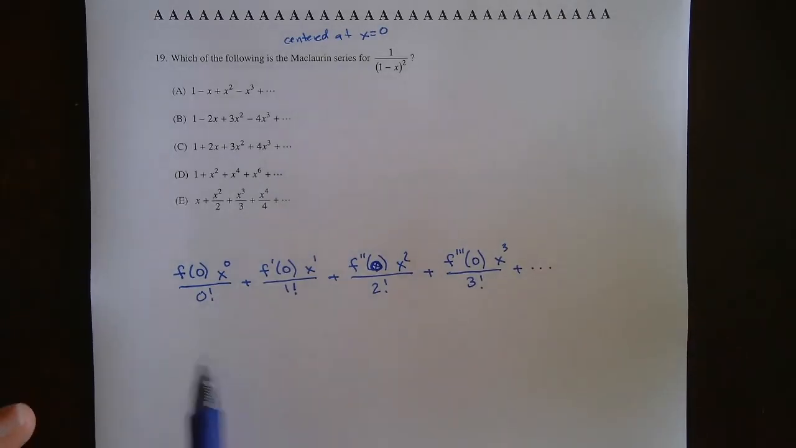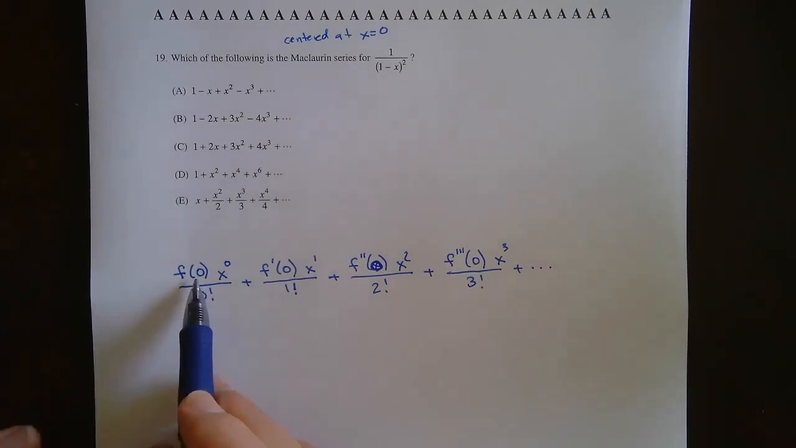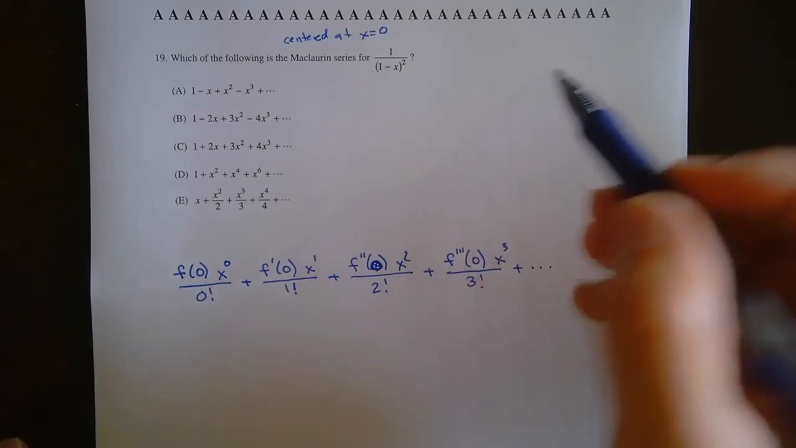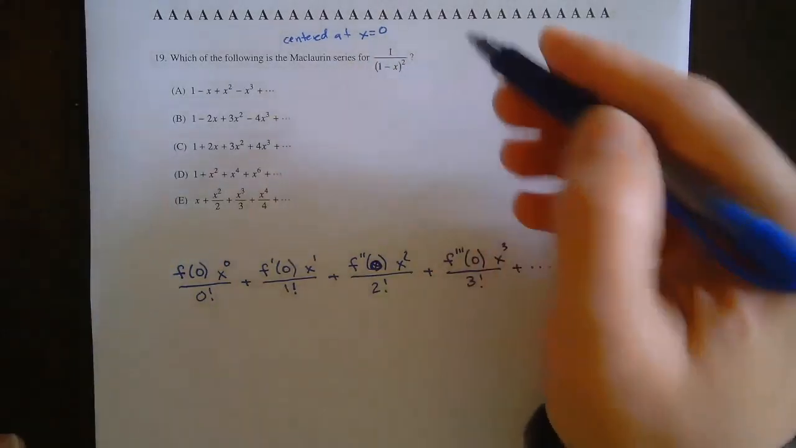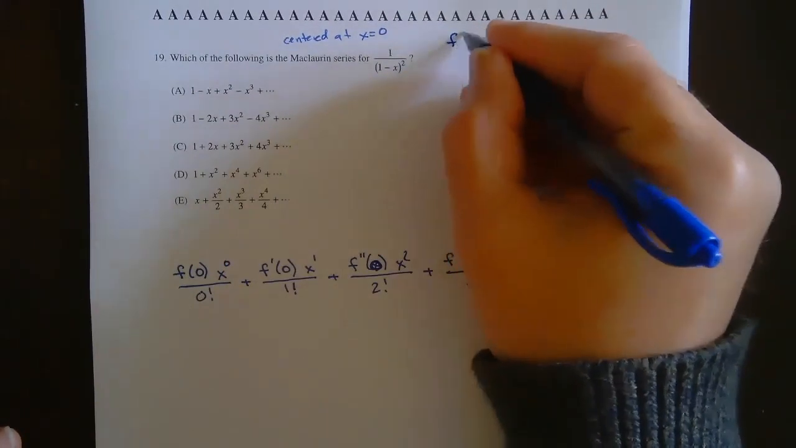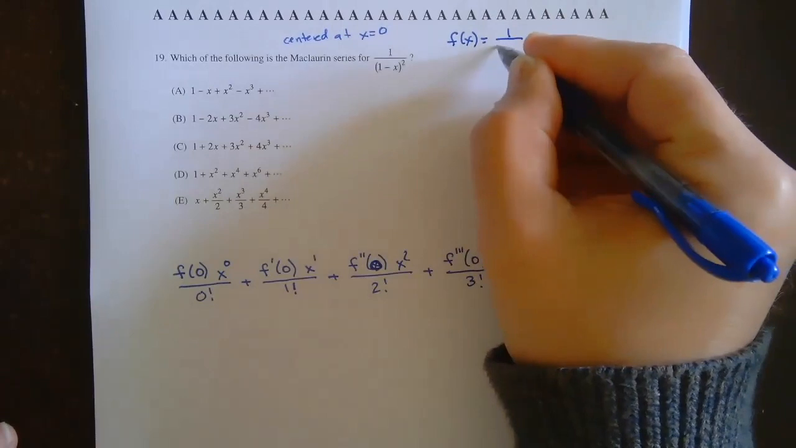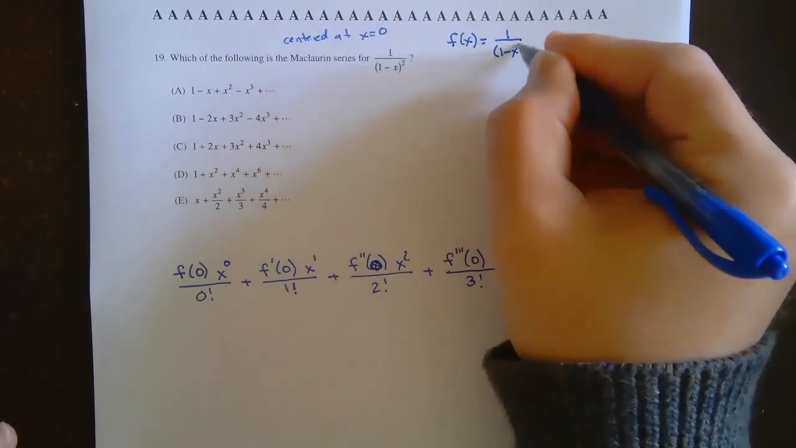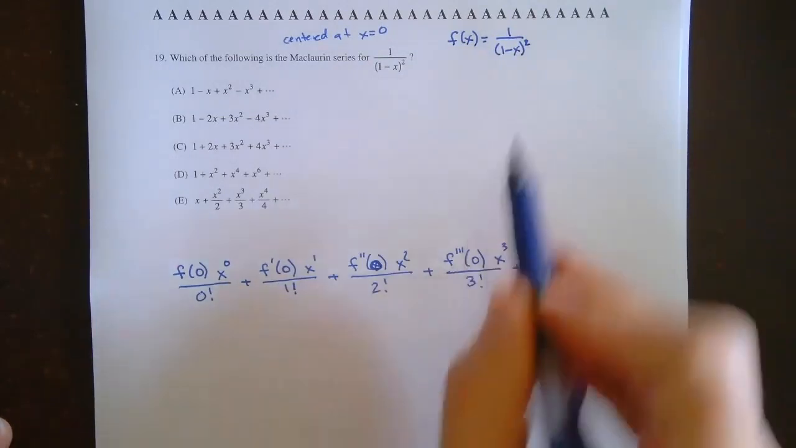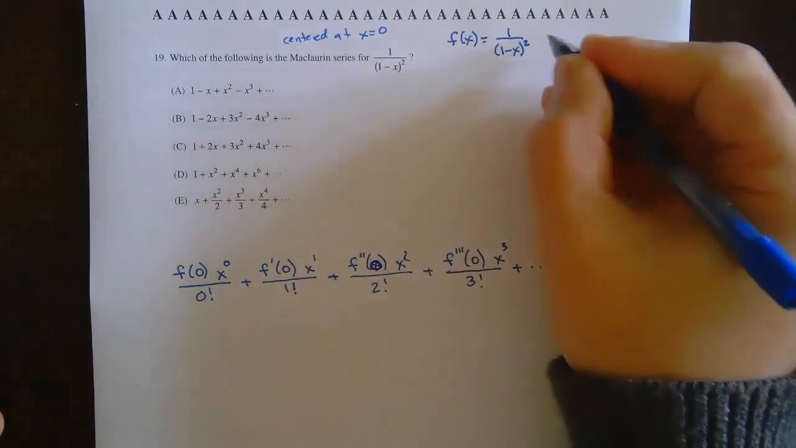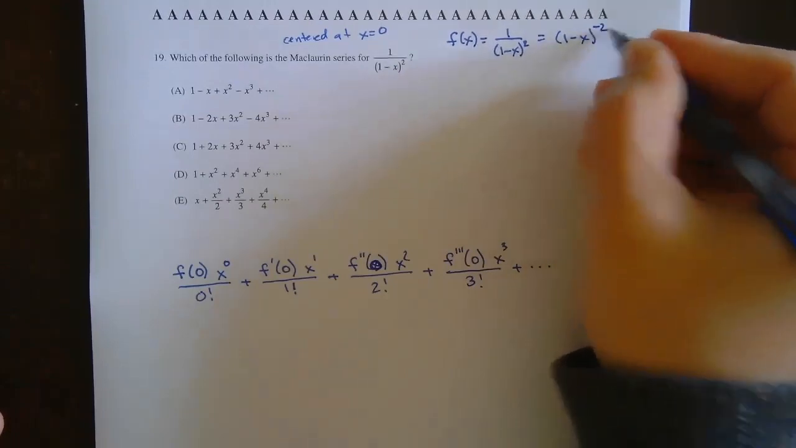So to do this, 0 factorial is 1. We're going to find f of 0, and our function is this. That's what we're doing the Maclaurin series for. So f of x is equal to 1 over 1 minus x squared. Now, we're going to need to find derivatives of that, so it's going to be better if we rewrite this as 1 minus x to the negative 2.